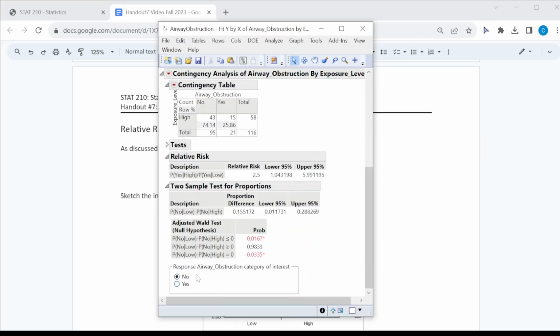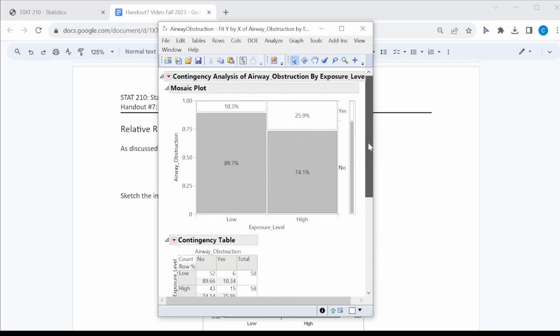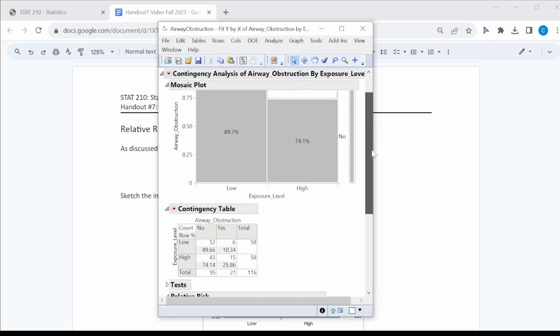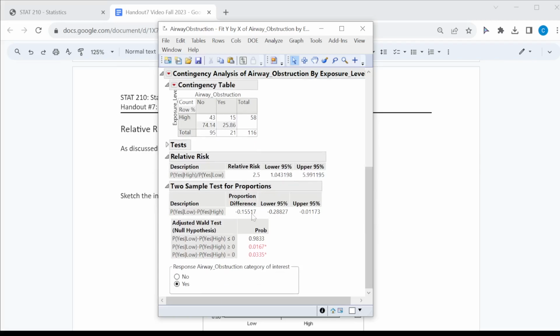You can specify what category you're looking at. So this is going to be looking at the response where the airway obstruction was yes. And you'll notice that, so now I'm just comparing the white box to the white box, but it is putting this box first. So the math that's happening there is 10.3% minus the 25.9%. That's where we're getting the negative 15.5%. Again, if we leave it as no, then that difference is just the positive version of that.